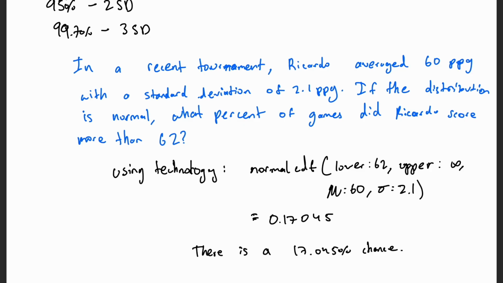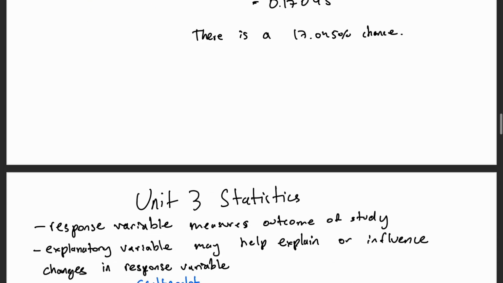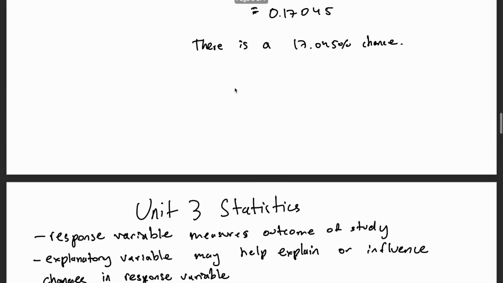0.17045. So this just means that of all of Ricardo's games, 0.17045 of them, or 17.045% of them, are games where he scored more than 62 points. Ignore this, by the way, the 17.45% chance. That is an error.